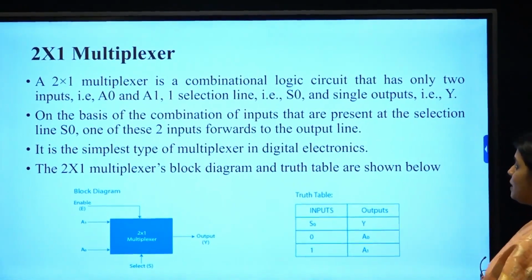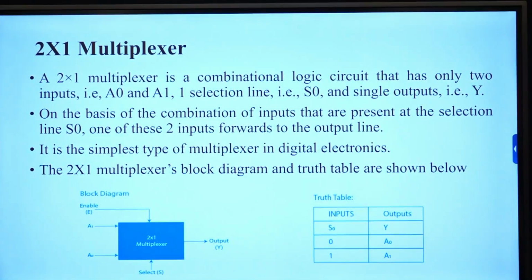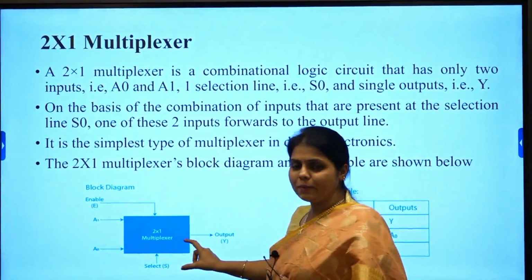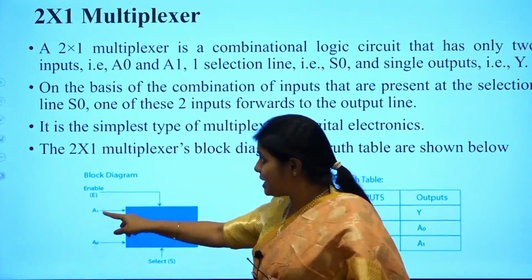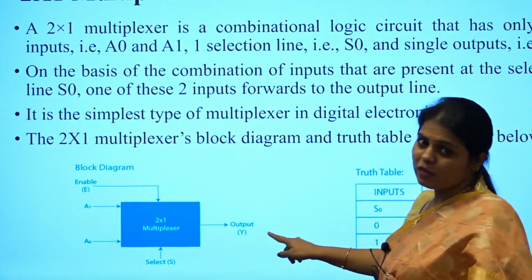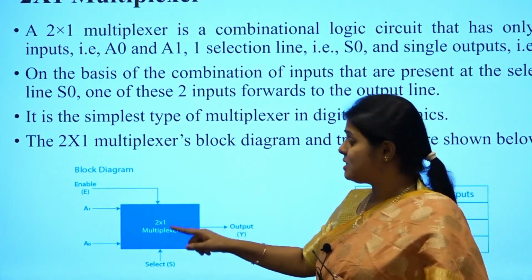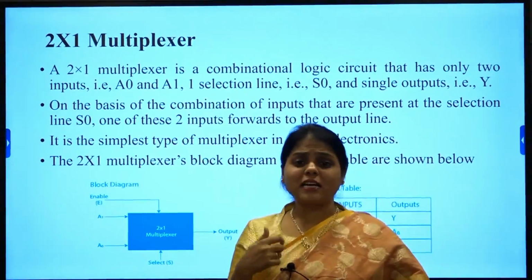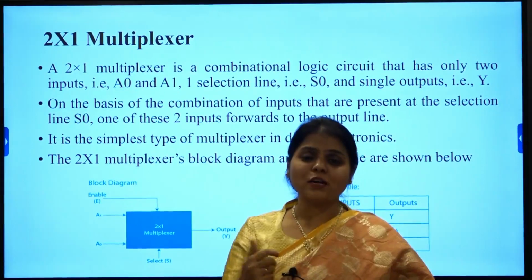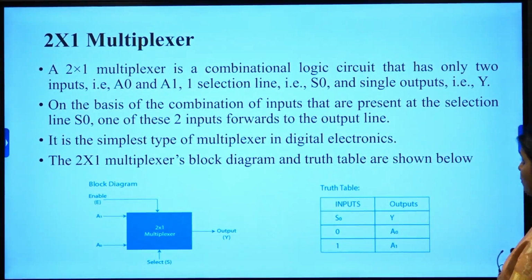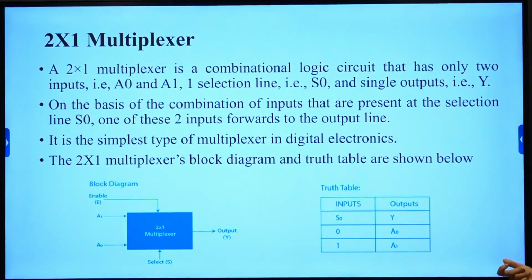A 2 by 1 multiplexer is a combinational logic circuit that has only 2 inputs. Let us look at the block diagram here. We will consider the 2 inputs as A0 and A1, and for these 2 inputs we have only one select input, and along with that we have the output. In the last sessions, as discussed, we add an enable input as a switch. When your enable input is activated, only then will the other inputs work and the output respond to those inputs. On the basis of the combination of inputs present at the selection line S0, one of these 2 inputs will be produced at the output line.